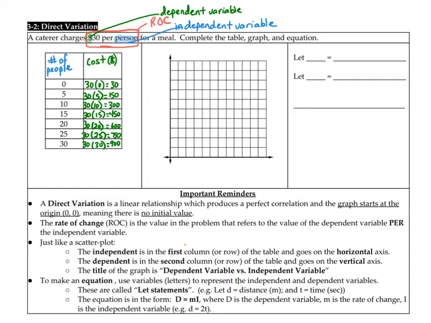So in the table, the independent variable goes in the first column and the dependent variable goes in the second column. When you go to make a graph, the independent variable will go on the horizontal axis. So this will be number of people. And you make your scale, so we need to go up to 30. So I'm going to go 5 people for every 2 boxes.